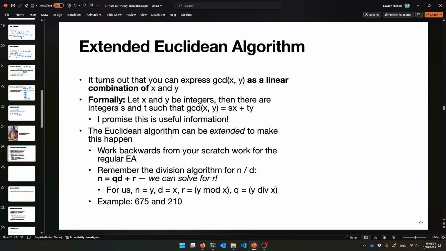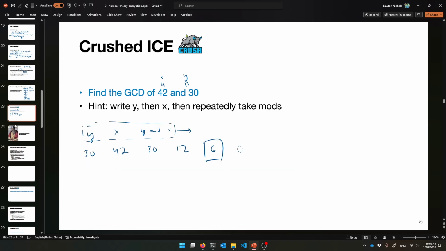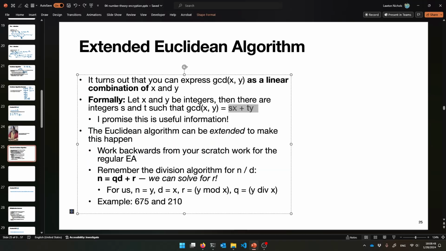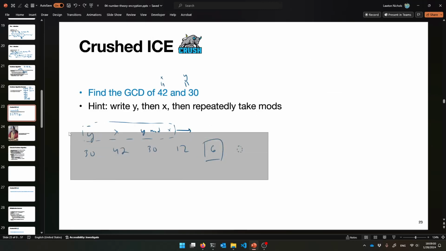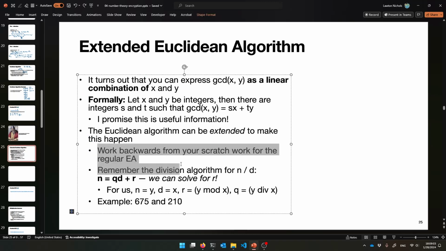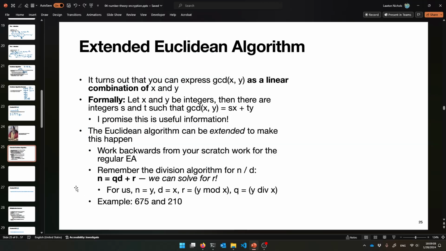So the Euclidean algorithm, we say, can be extended. We can take this scratch work that we've been doing and use it to compute these two coefficients s and t such that we finally have a linear combination. You can extend the Euclidean algorithm into the extended Euclidean algorithm to make it happen, and you just take the scratch work that you did to compute the normal GCD, and then you work backwards from that scratch work, okay? The way this works out is that we're going to be using the division algorithm. Remember, you're dividing n by d, and you get the q and the r back. You can use that to solve for stuff.